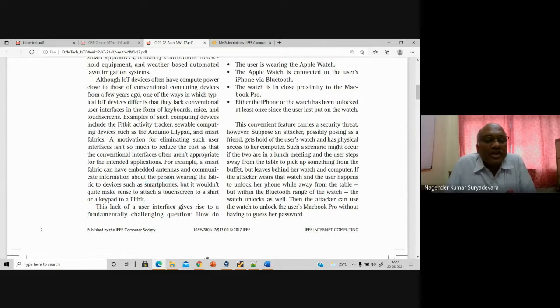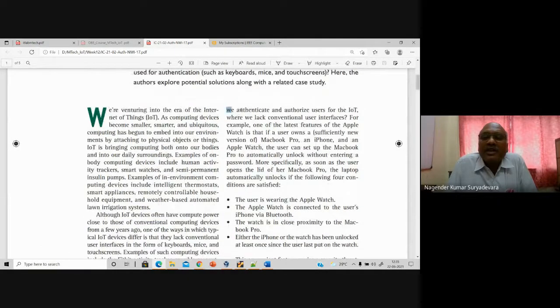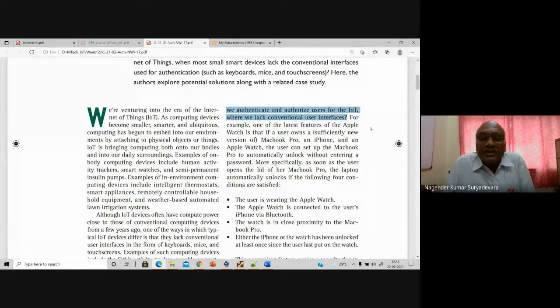User interfaces are not possible on IoT devices, for most applications. So this is the problem: how do we authenticate and authorize users for the IoT where we lack conventional user interfaces? Conventional user interfaces are what we use in our day-to-day activities, like entering a username and password, and those are not possible to deploy on small IoT devices. Then how do we authenticate?